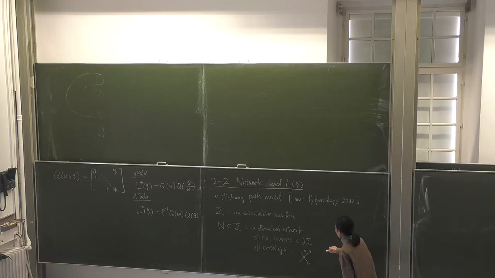This is a typical example of a network on the cylinder. So we have three sources and three sinks, for example, and we draw like this. We also have one cyclic wire here. And in this case, we have five crossings, 1, 2, 3, 4, 5, and I name them Q1, Q2, Q3, Q4, and Q5, for example.